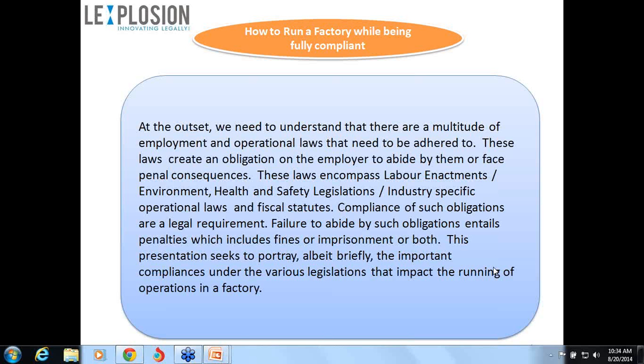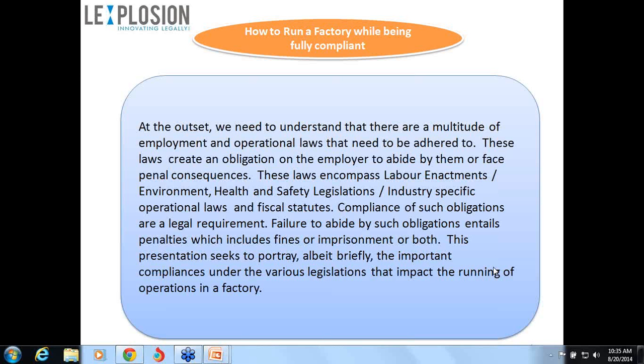Today we will be discussing how to run a factory while being fully compliant. As you all know, there's a whole gamut of laws and regulations that we need to adhere to in the Indian context in order to ensure that factories are fully compliant with the various regulations. The multitude of laws and regulations that cover the Indian space is really vast, so it would be difficult to cover all the laws and regulations in minute detail in a session as short as this.